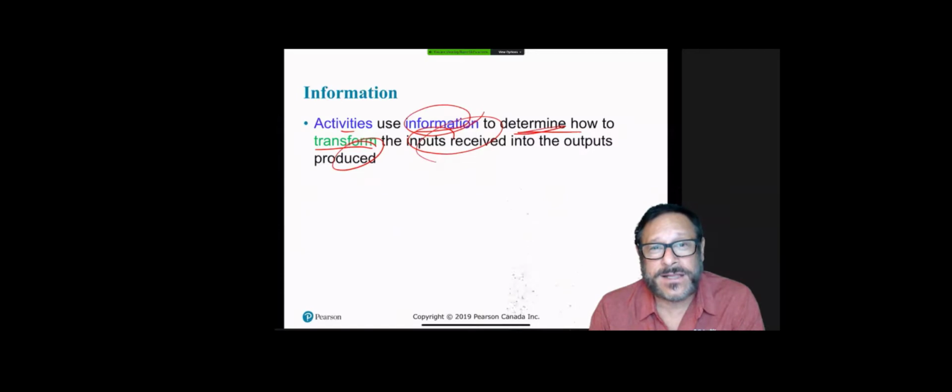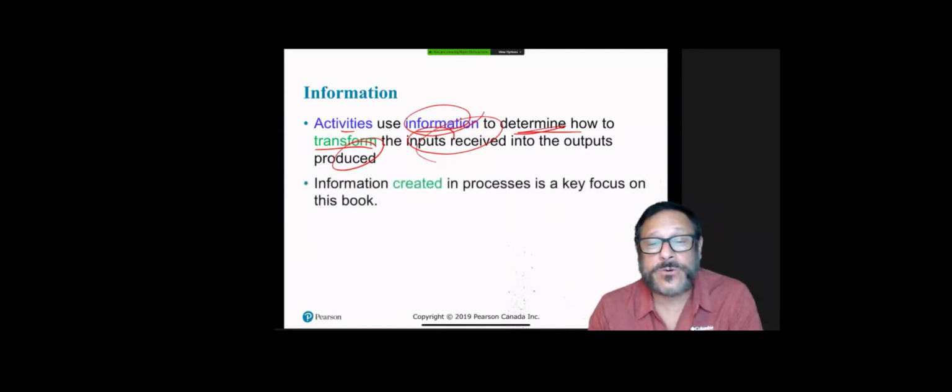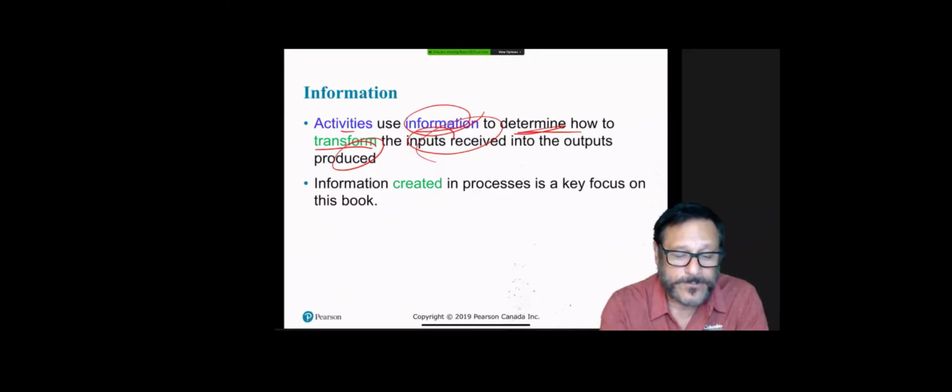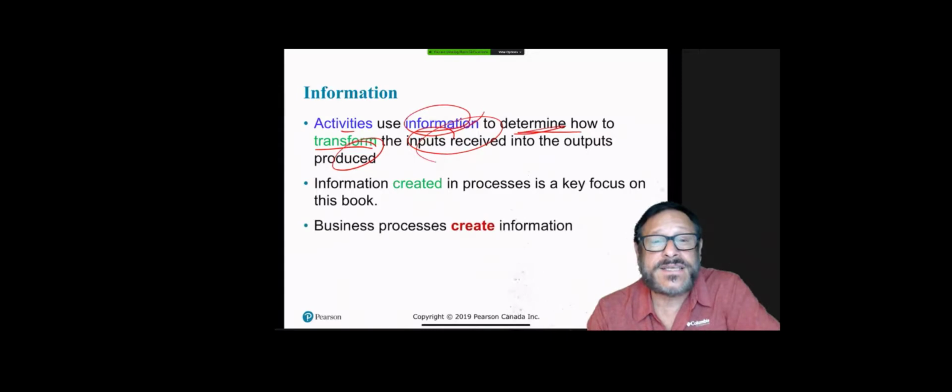How do you make intelligent decisions? You have good information. Information created in a process is a key focus of this book and this course. This is what we go on about, the fact that we talk about computers in business. When you look at how computers are used, most of it is really centered around the idea of somehow implementing information in that process.